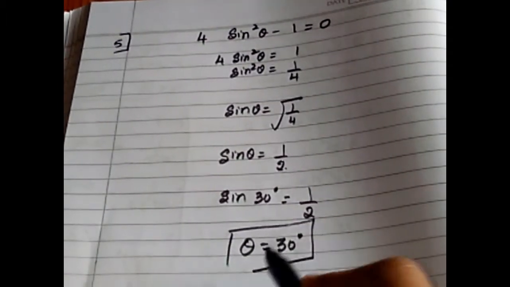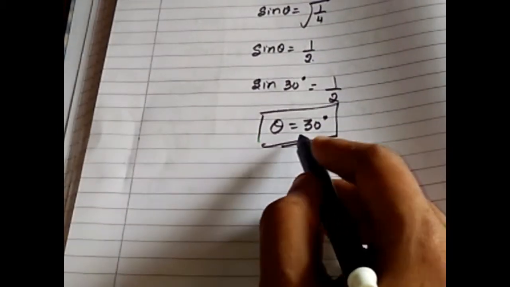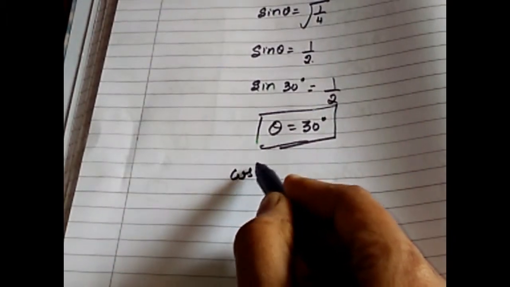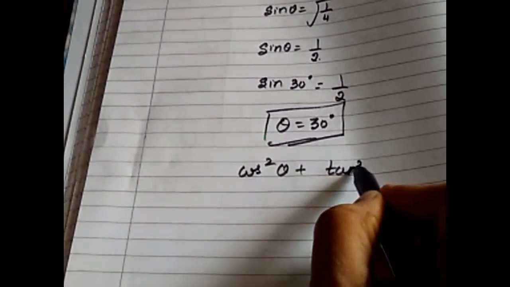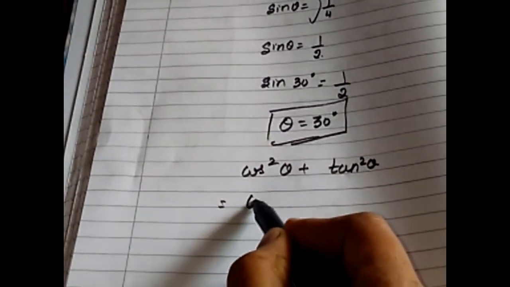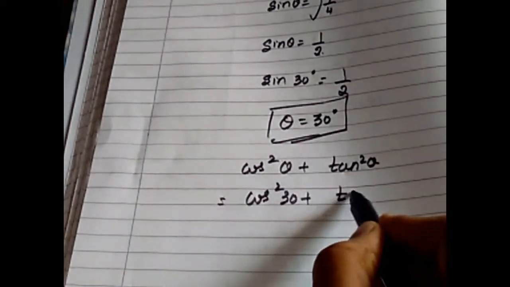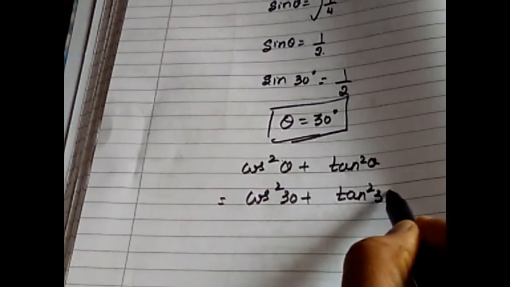If you are able to find this, then 3/4 of the problem is done. Why? Because the remaining solution is based on this theta. If theta went wrong, then the whole problem seems to be wrong. So let us calculate the value of cos square theta plus tan square theta. That means to say cos square 30 plus tan square 30.